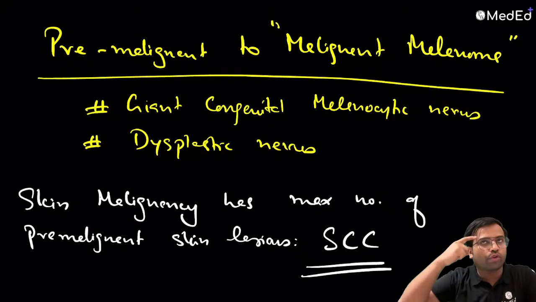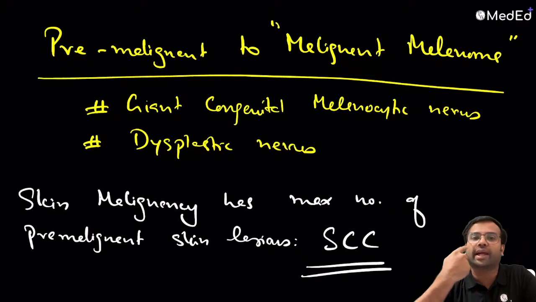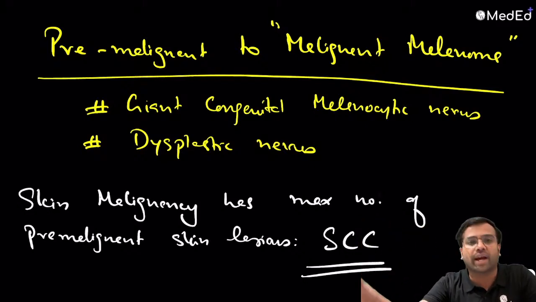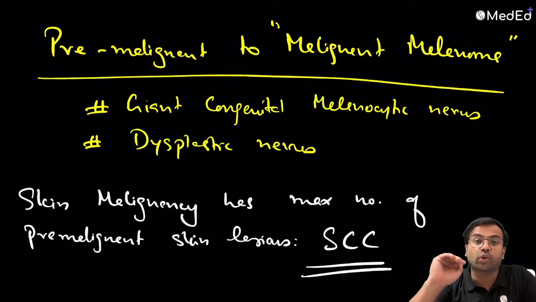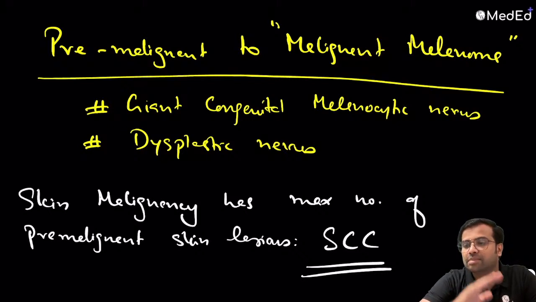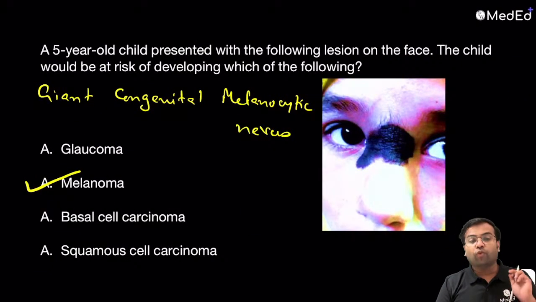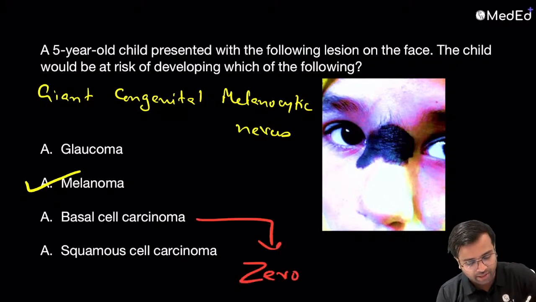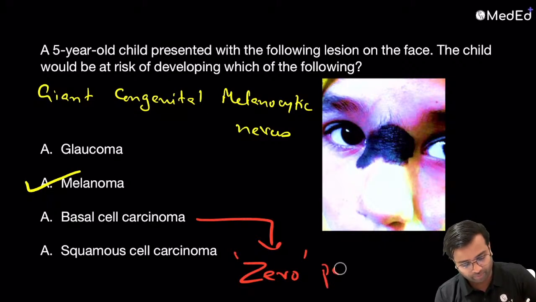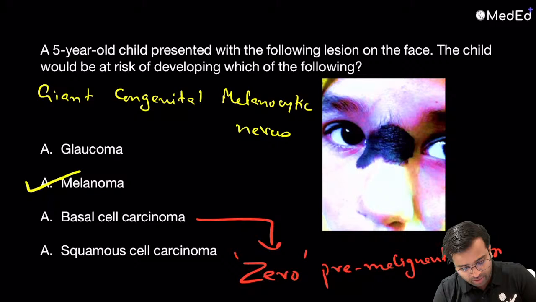If you get any image of a cutaneous horn, if you get a patient who is having oral lichen planus, if you get a patient who is having a chronic type of candidiasis over the oral mucosa, all these things are going to be pre-malignant to squamous cell carcinoma. Maximum number of pre-malignant skin lesions are associated with squamous cell carcinoma. But regarding malignant melanoma, just remember two: giant congenital melanocytic nevus and dysplastic nevus. Clear? And which is the carcinoma which has zero pre-malignant lesion? So let us add this one more sentence before we go to the next MCQ. Remember, basal cell carcinoma has zero pre-malignant lesions.